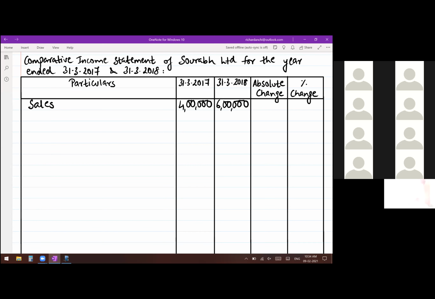Process remains the same. Calculate absolute change first. How much? 2 lakhs. And then percentage change. So 2 lakhs divided by 4 lakhs into 100. How much? 50%.